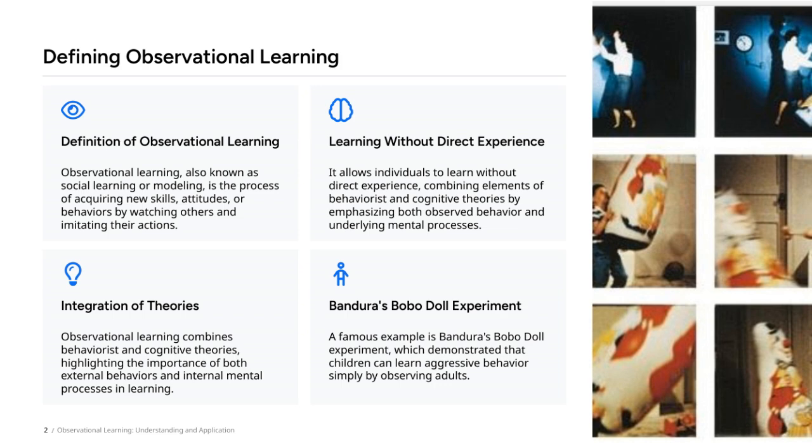This integration shows that learning isn't just about what we see on the outside, but also what's happening inside our minds. A classic example that illustrates this is Bandura's Bobo doll experiment, where children who watched adults behave aggressively toward a doll were more likely to act aggressively themselves. This experiment really highlights how powerful observational learning can be in shaping behavior.